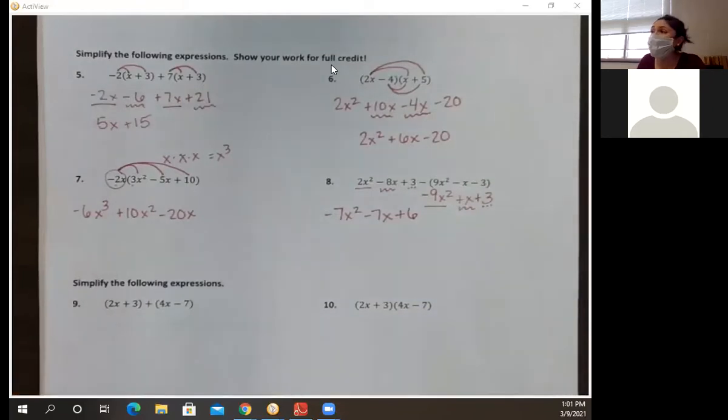Okay, again, we're going to see a lot of distribution today. We're going to see a lot of combining like terms today. We're going to need to follow order of operations. We're going to see this a lot, okay, which is why I want to take some time to review this.